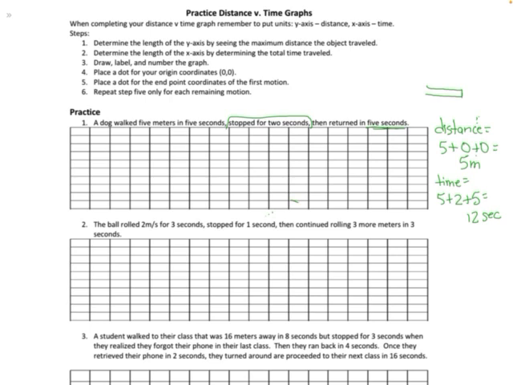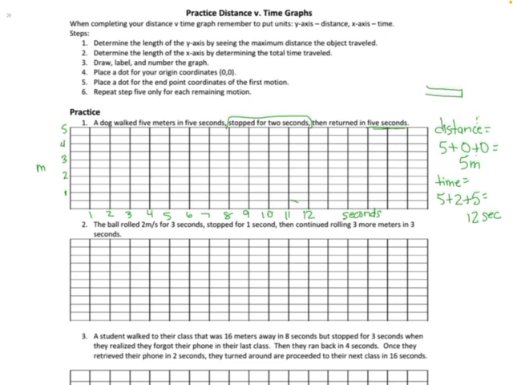So let's go ahead and set that up. I'm going to make my graph a little larger because it's so small on here. So I'm going to say this is 1, 2, 3, 4, and 5 meters. So I only have to go 5. And then I have to go 12 seconds. So I'm going to say 1, 2, 3, 4. And make sure you have your units on your axis or it's wrong.